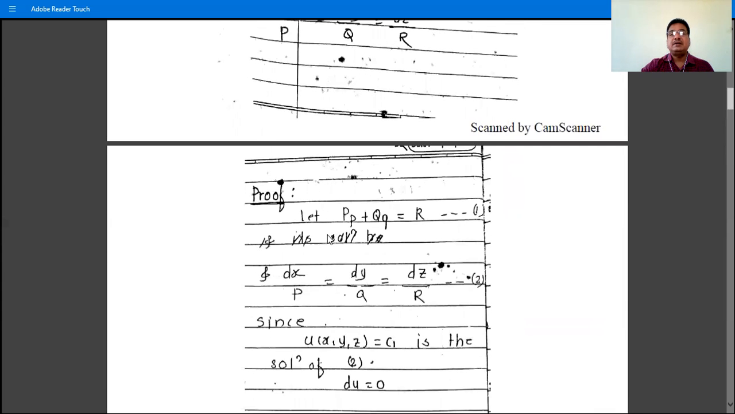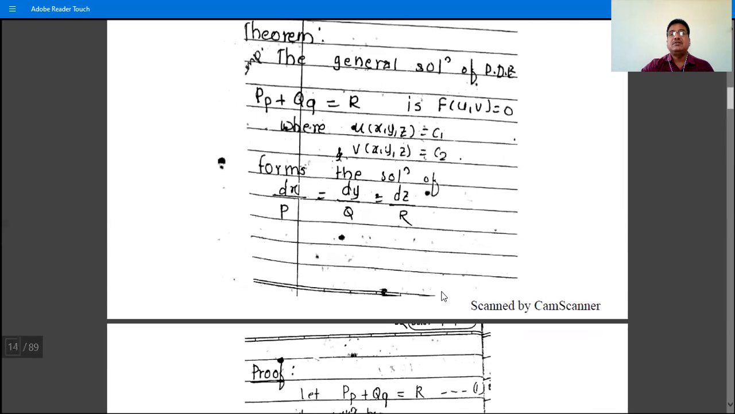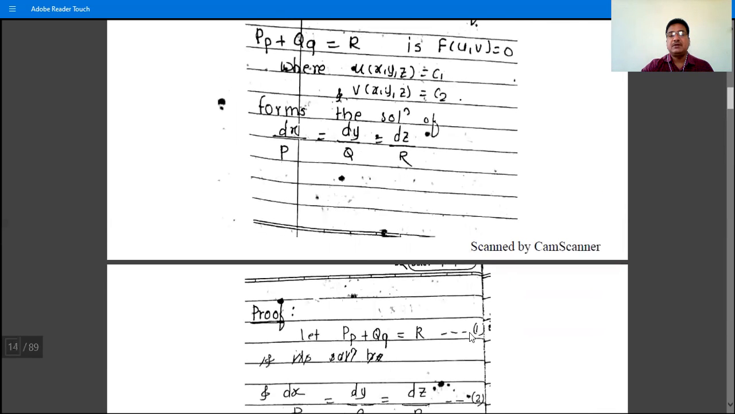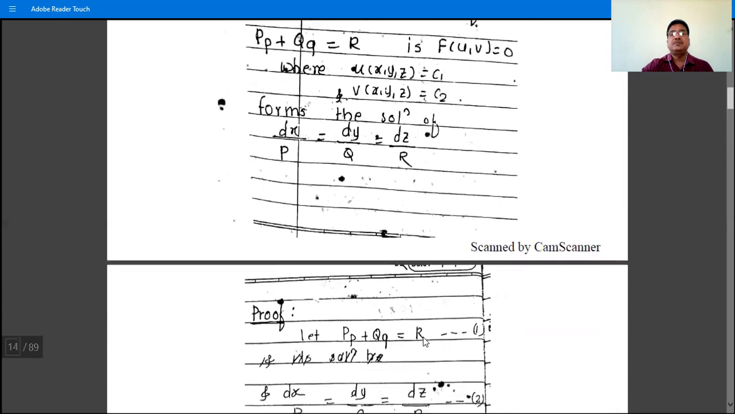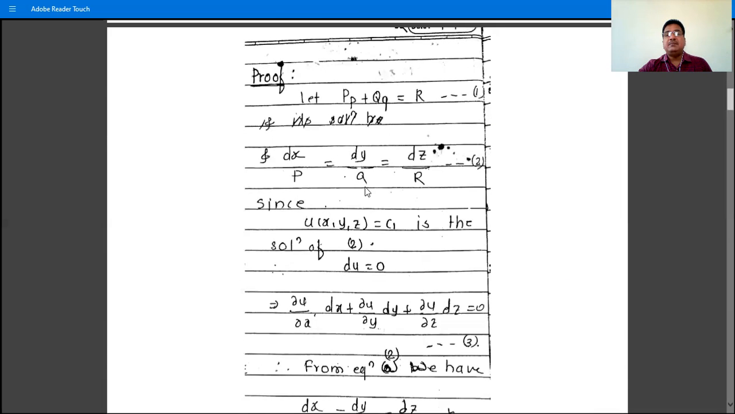Proof of this theorem: let Pp + Qq = R be the given differential equation. Obviously P, Q, R are functions of x, y, z, and small p and small q are ∂z/∂x and ∂z/∂y. Then consider the equation dx/P = dy/Q = dz/R as equation number 2.